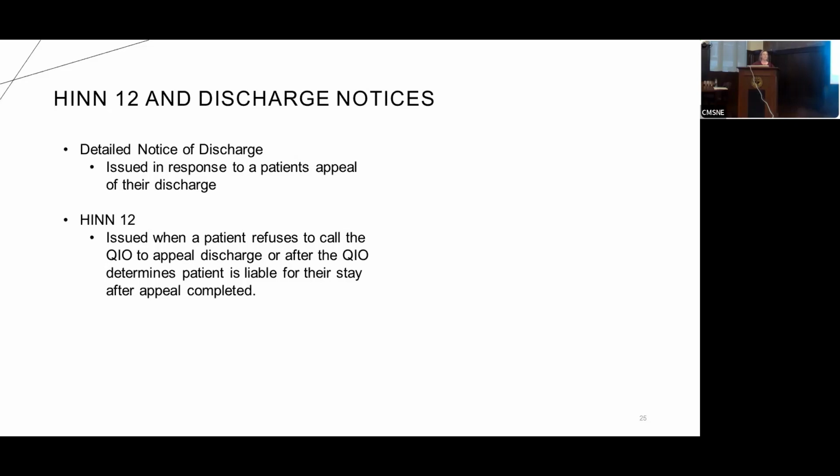They can say, I don't feel ready today. I don't want to go to this particular SNF. I want to wait. There's a bed someplace else tomorrow, and I want that one. I'm going to appeal my discharge. If a patient doesn't call within 4 hours, then we can issue them something called a HIN 12.